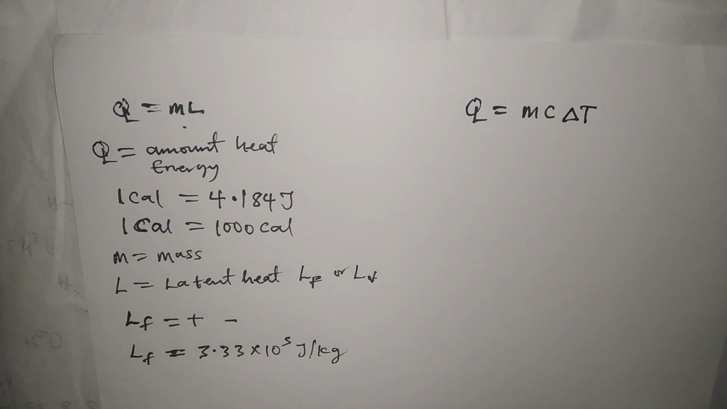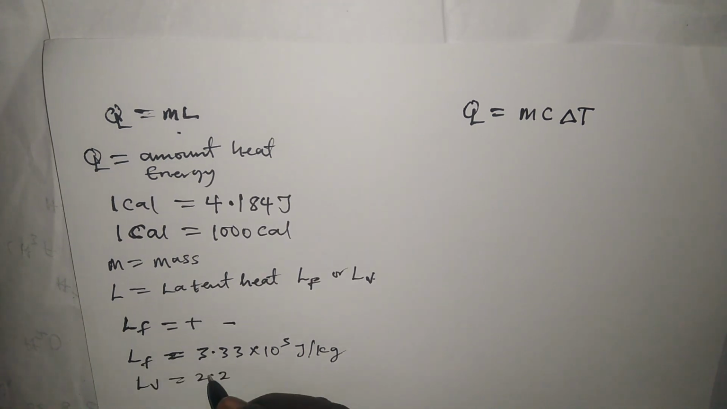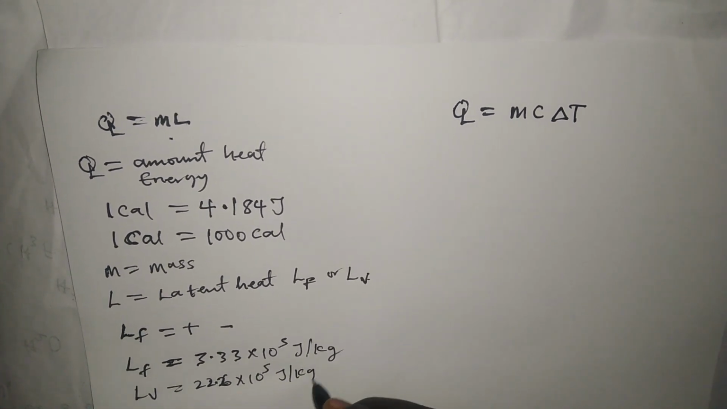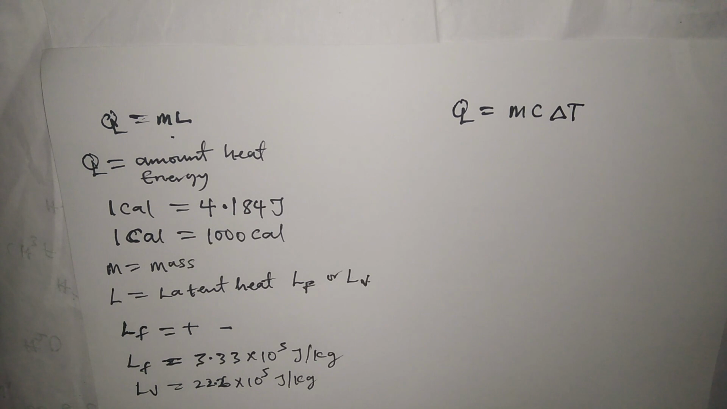So it takes 3.33 times 10 raised to power 5 joules of energy to melt 1 kilogram of ice to liquid water. While the latent heat of vaporization is 22.6 times 10 raised to power 5, meaning it takes 22.6 times 10 raised to power 5 joules of energy to vaporize 1 kilogram of water. So you see, the latent heat of vaporization of water is higher than the latent heat of fusion of water.